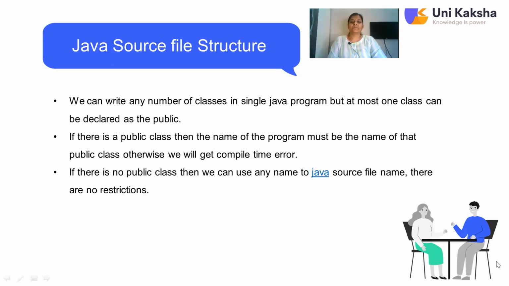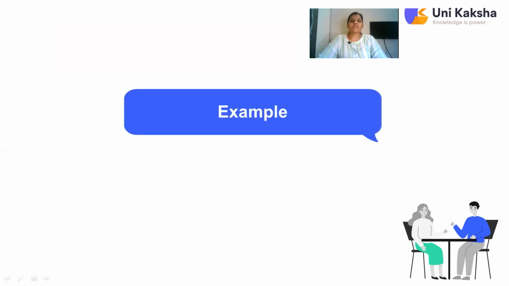Now, the next rule which you have to remember is how many public classes you can include in a single Java program. So again, there is a rule. At most one public class you can include in a single Java program. It means at most means what? Either 0 or 1. So if there are no public classes in Java code, then also it is okay. But if you are including a public class, then a maximum of one class can be a public class in a single program.